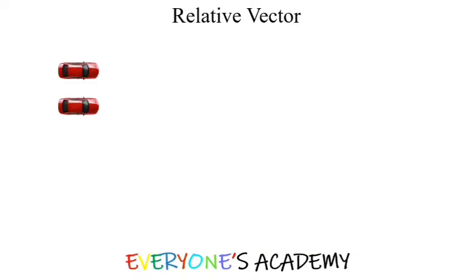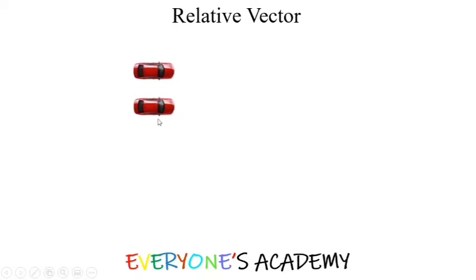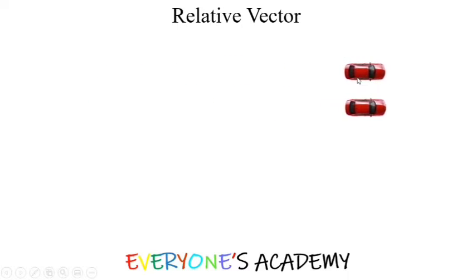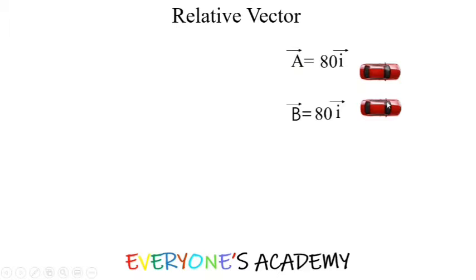Next concept is relative vector. In this case, let us assume that both the cars are moving with the same speed. Here both the drivers will experience that nobody is moving, even if the cars are moving. So this is defined with the help of relative vector.